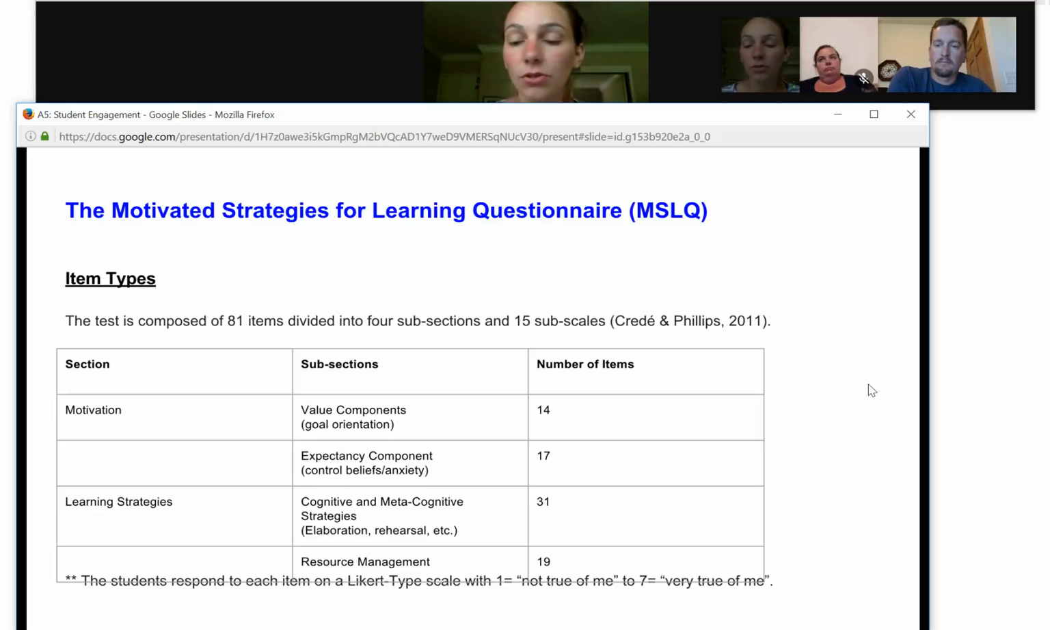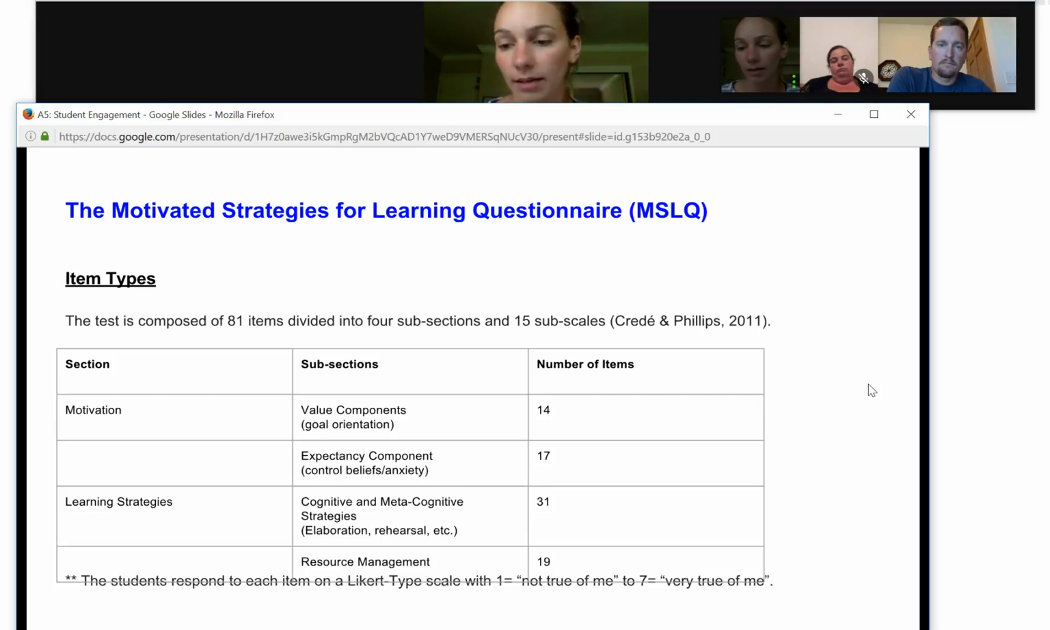Next. The item types that compose the MSLQ are divided into 4 subsections and 15 subscales. The 2 sections that are focused on within the test include motivation and learning strategies. Under motivation, we have value components and expectancy components, so how students set goals for themselves, as well as how they believe in their ability to complete tasks. And under learning strategies, we have cognitive and metacognitive strategies, as well as resource management. How do they use the tools that they have to be successful?